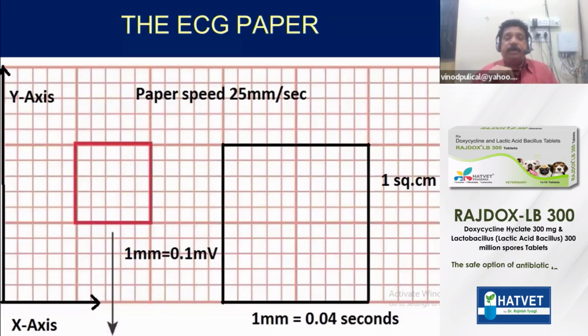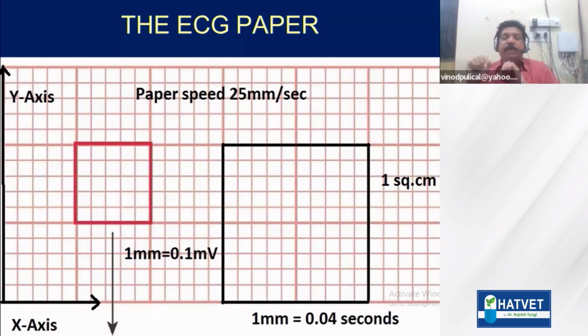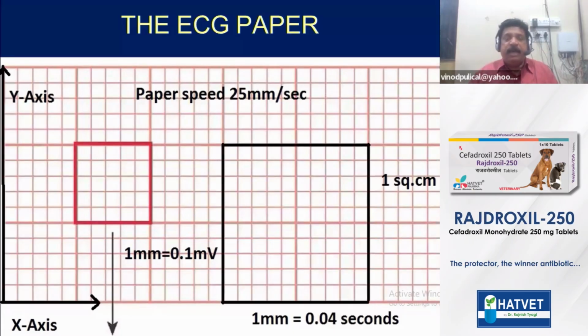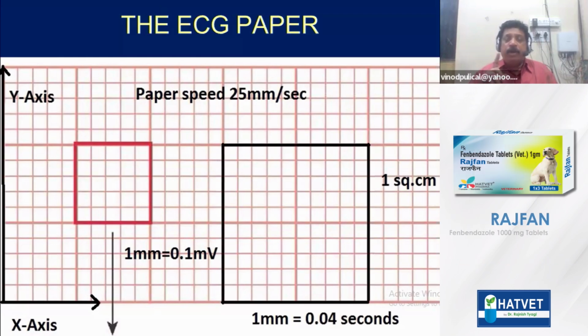What will be the amplitude? It is 0.9 millivolt. So it is easy. Another thing is that the paper is moving at a speed of 25 millimeter per second. Suppose we take 25 millimeter per second, and in 1 second, 25 small boxes are passing through.